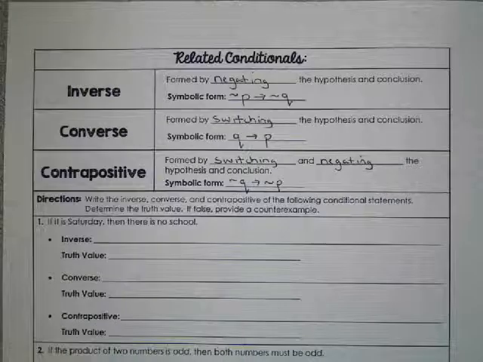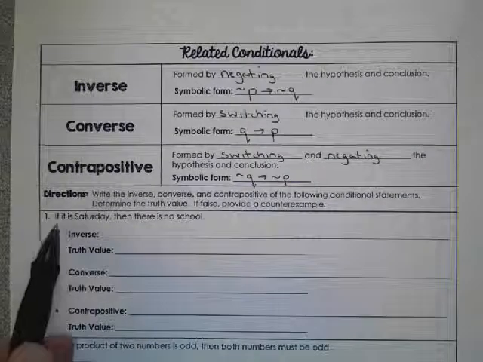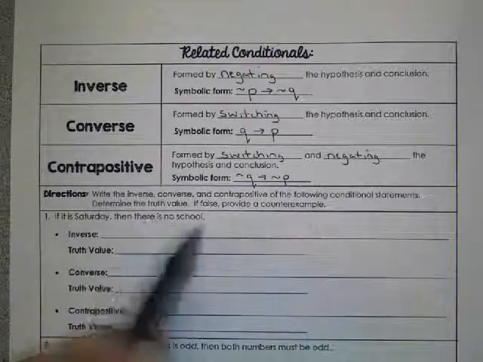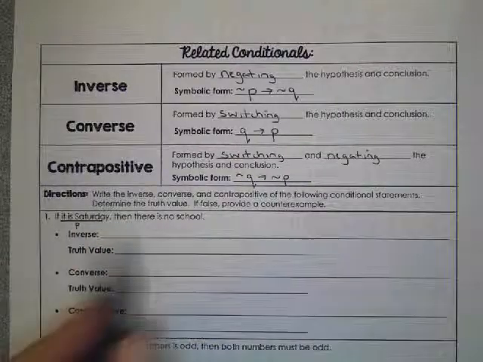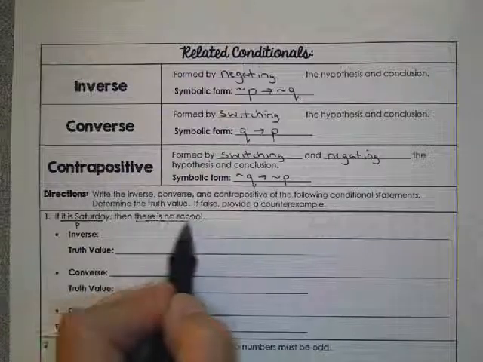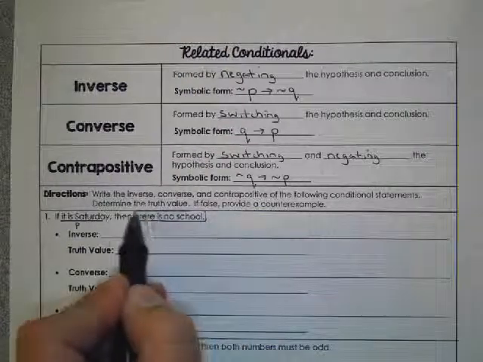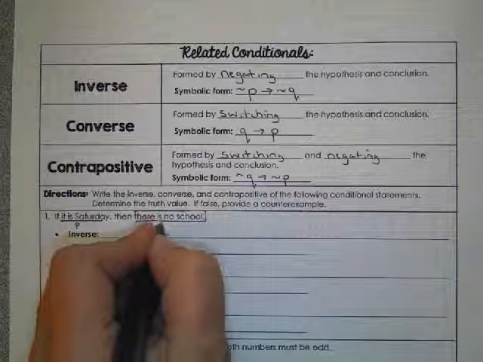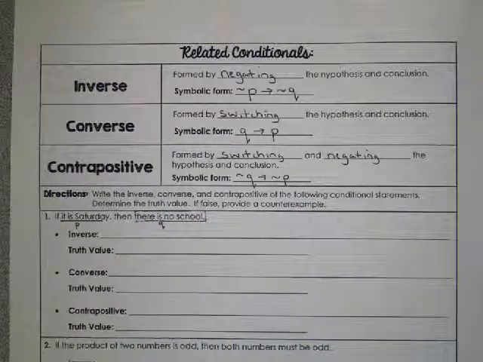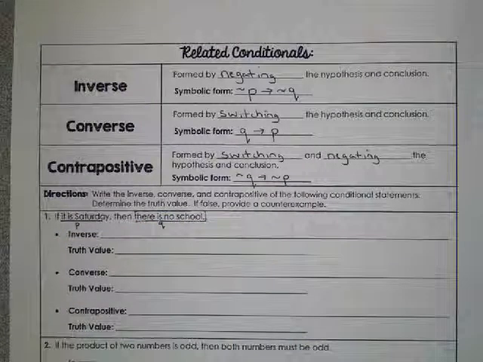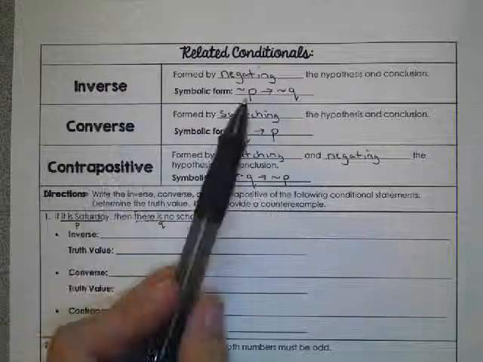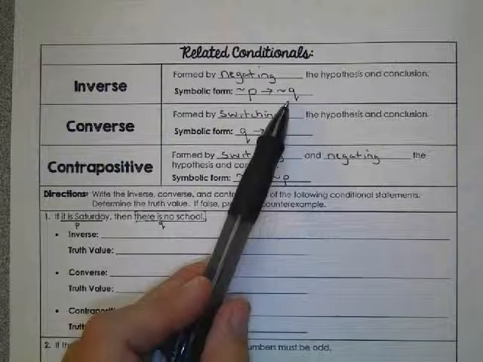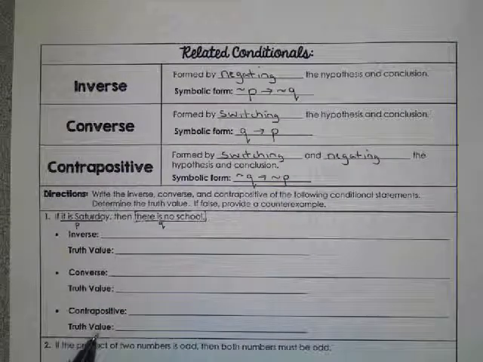So to give you an example, if it is Saturday, then there is no school. So it is Saturday is our hypothesis. That would be the P. There is no school is our conclusion. So that would be Q. So if you can identify the hypothesis and conclusion, then we can just follow the rules at the top and rewrite the sentence.